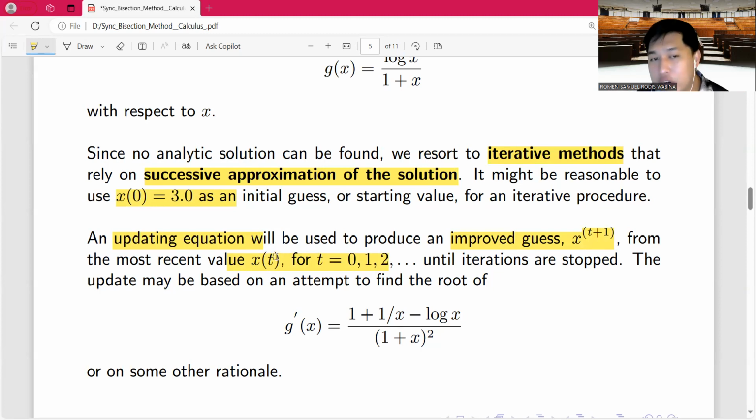The updating equation may be based on an attempt to find the root of this equation or on some other rationale. But in this case, most of the updating equations are based on the first order derivative.